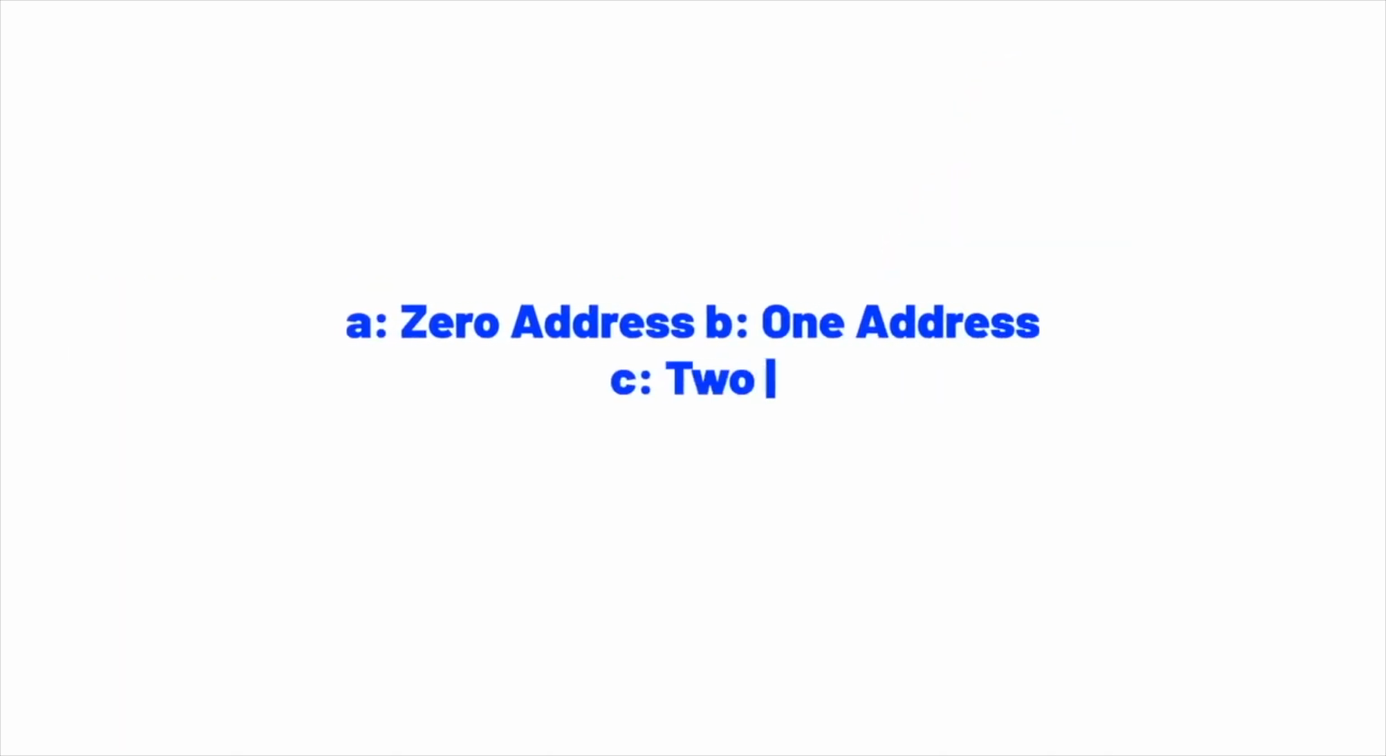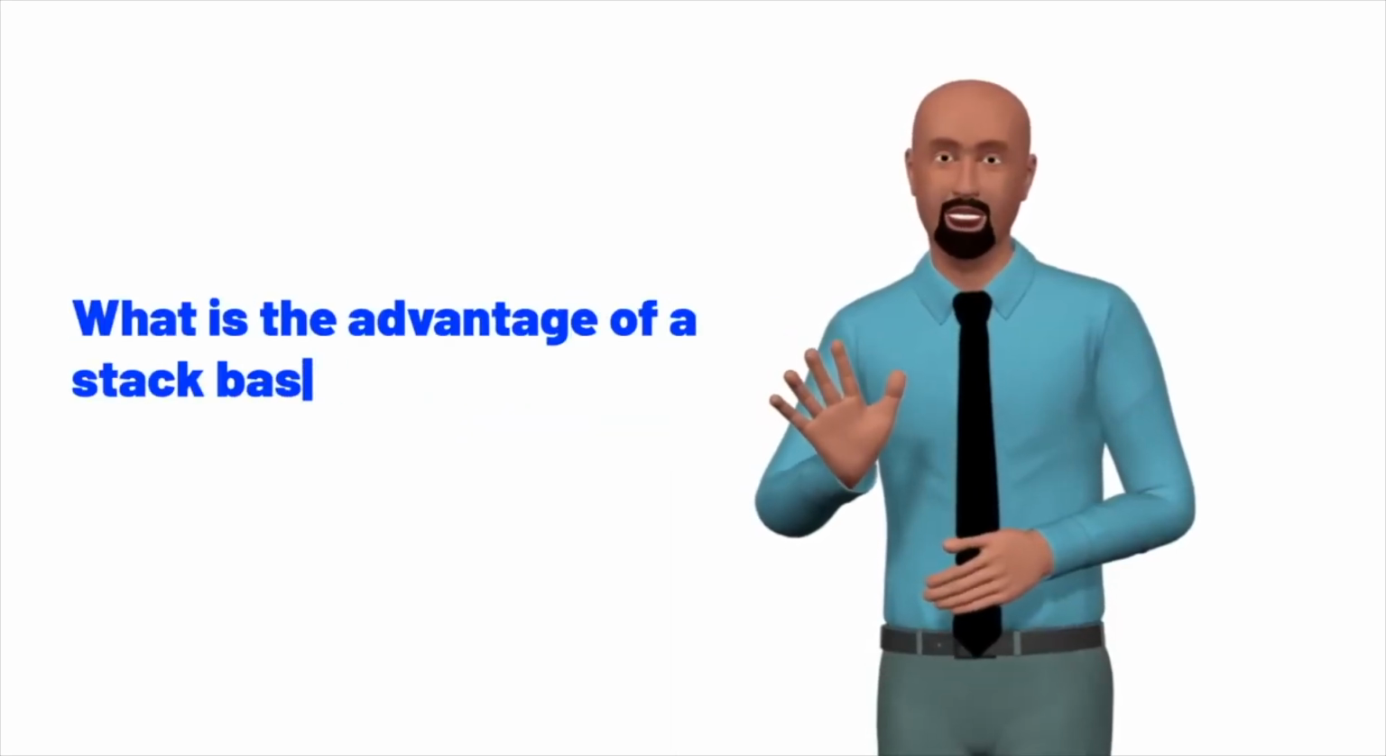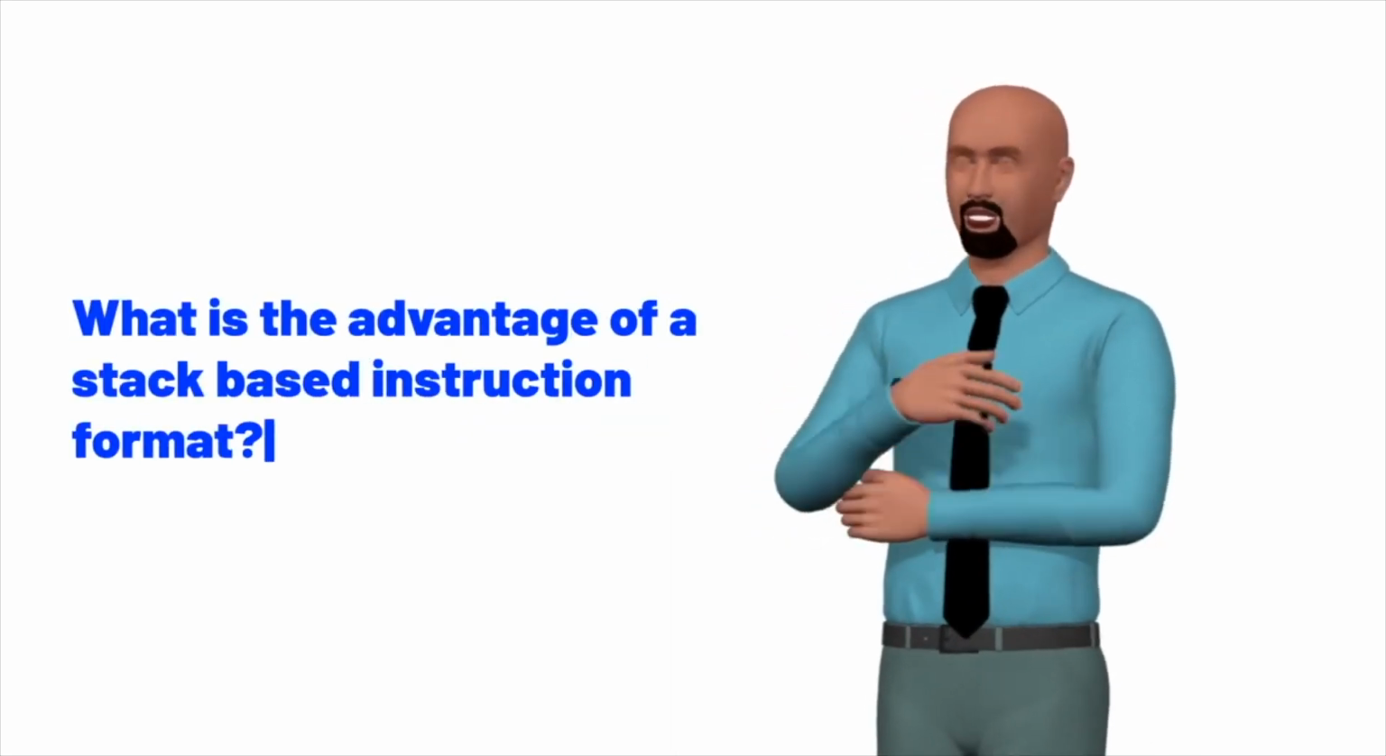Which instruction format does not explicitly specify any operands in the instruction itself? A. 0 address. B. 1 address. C. 2 address. D. 3 address. Solution. A.